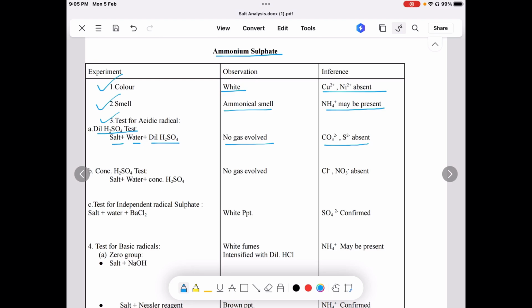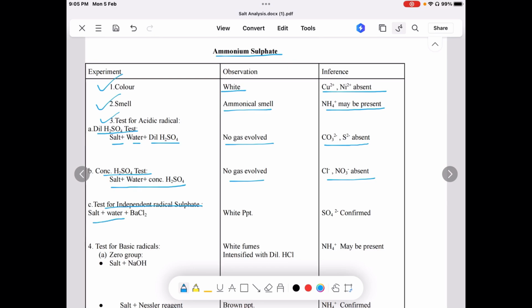absent. Concentrated sulfuric acid test, then we write salt plus water plus concentrated sulfuric acid. No gas formed here. So all the radicals which give test with concentrated sulfuric acid like chloride, bromide, nitrate, all of these are absent here. So we go for the next step, test for independent radical, which is sulfate.